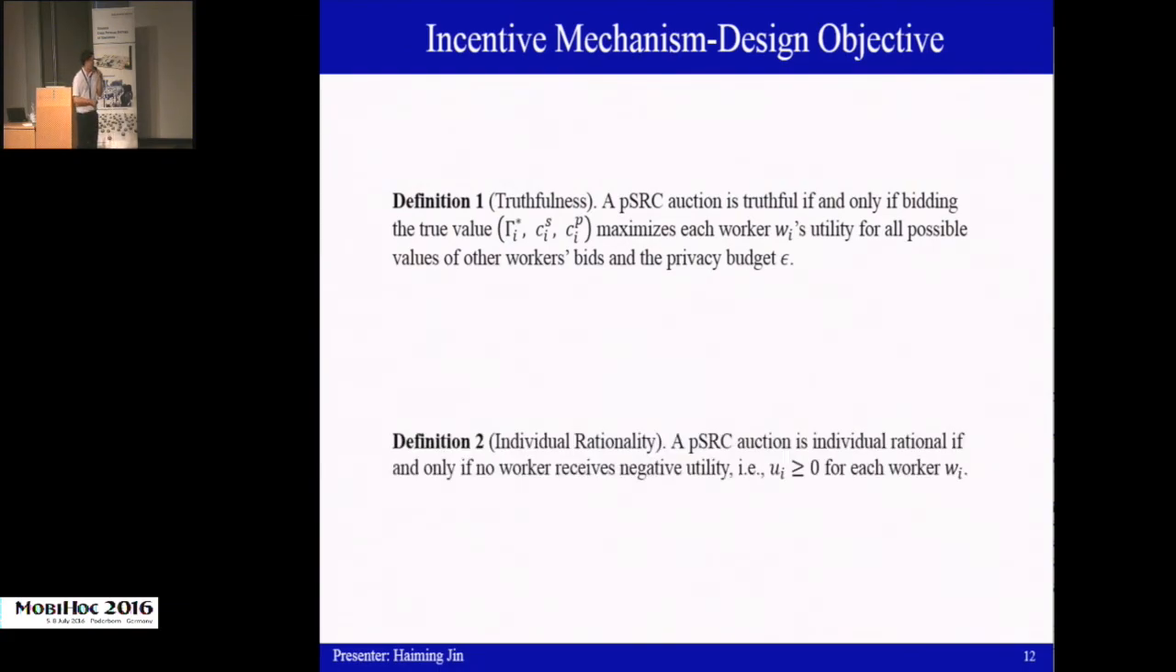And our second design objective is individual rationality, which means that no worker will receive negative utility after participating. This is actually a crucial property for an incentive mechanism, because otherwise workers will be disincentivized to participate.